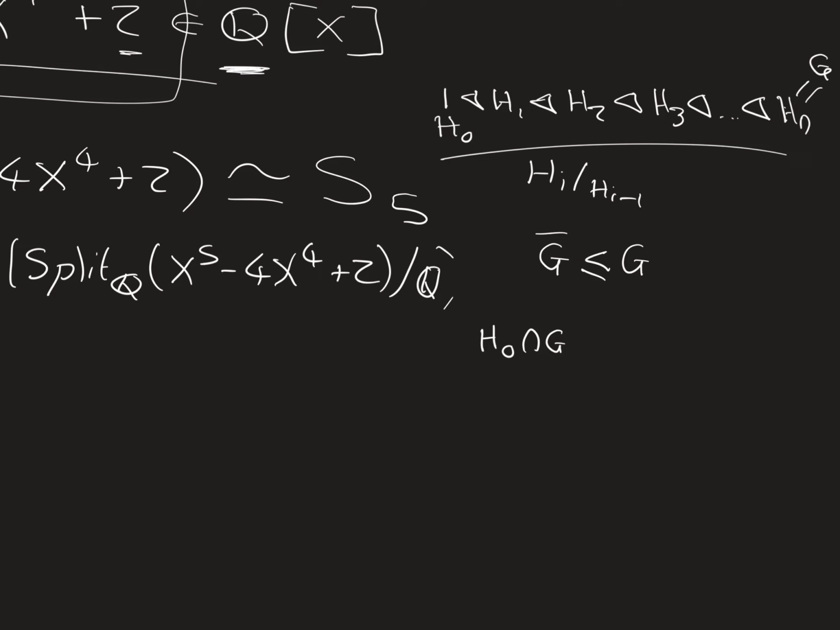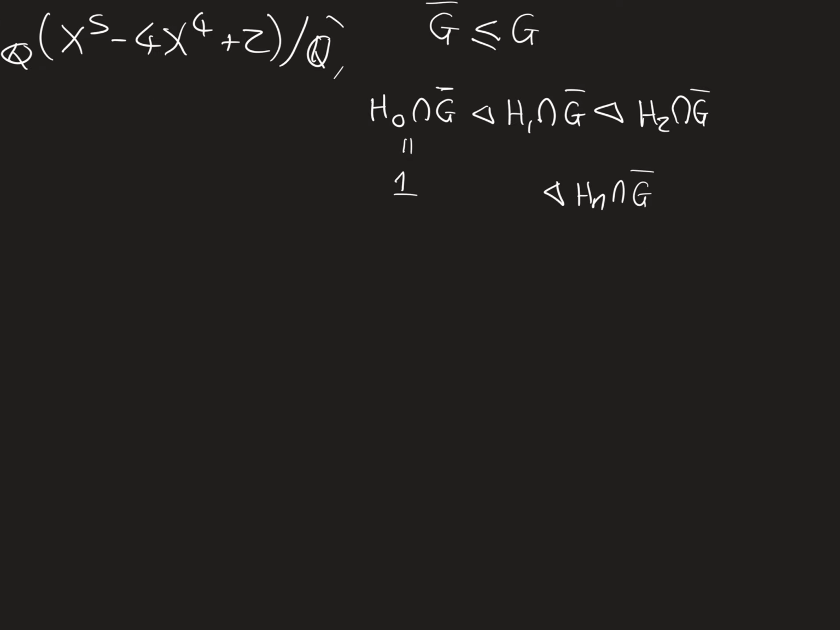So you'll have H0 intersect G bar, which is just going to be the trivial subgroup of G bar, and then it's going to be normal inside H1 intersect G bar, which is going to be normal inside H2 intersect G bar, etc., all the way up to the final one, which will be Hn intersect G bar. And you just need to justify why each of these remains normal, which I might just try and do. So why is it the case that H(i-1) intersect G bar is normal inside Hi intersect G bar?